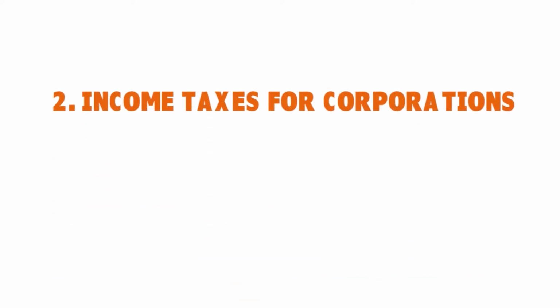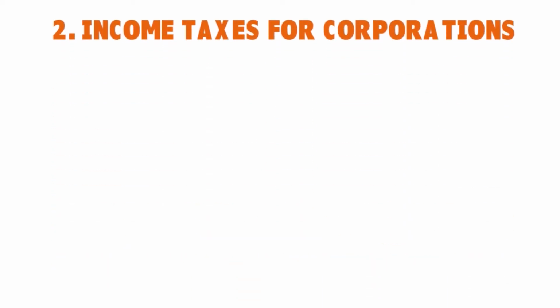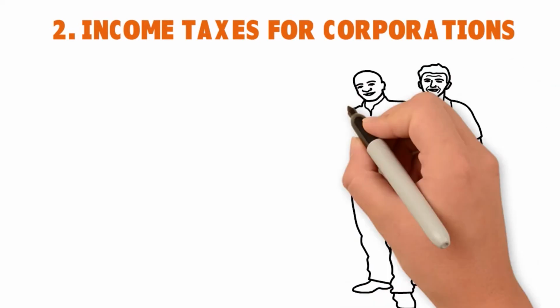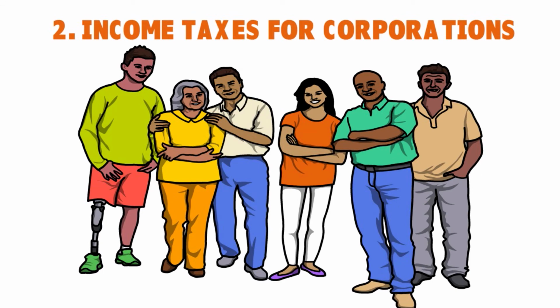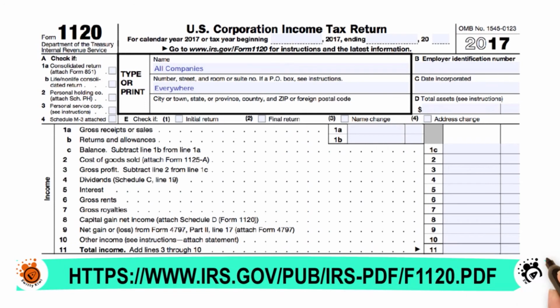Continuing our conversation about small business taxation, let's talk about income taxes for corporations. If you have a C corporation, that's the same thing as a corporation, they file Form 1120. So they pay income taxes as separate entities from their owners. The corporation files a tax return on IRS form 1120 for the year.